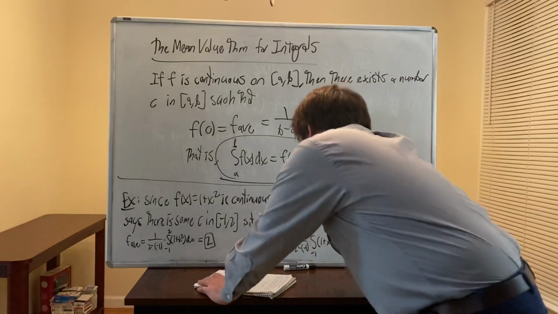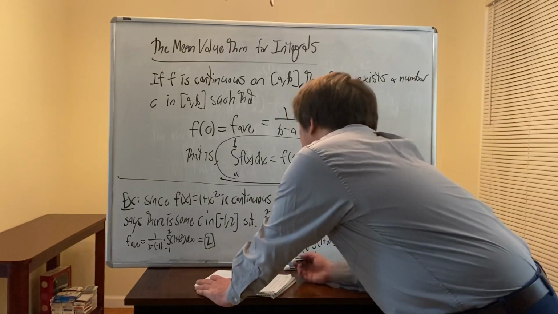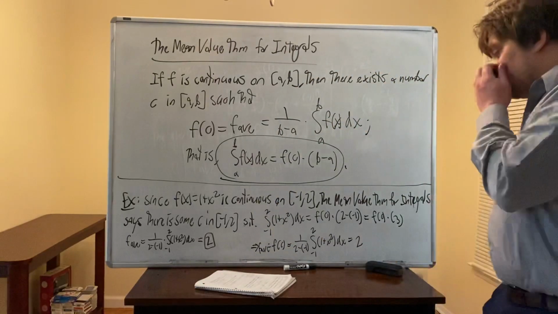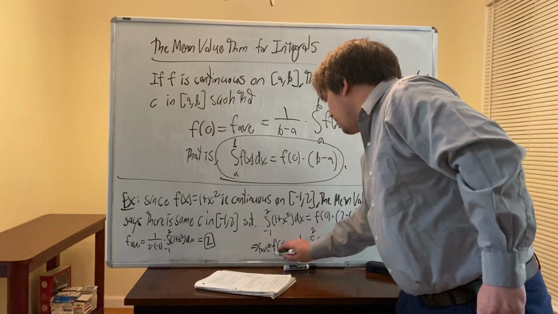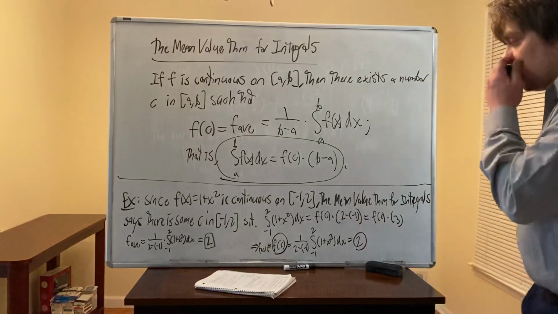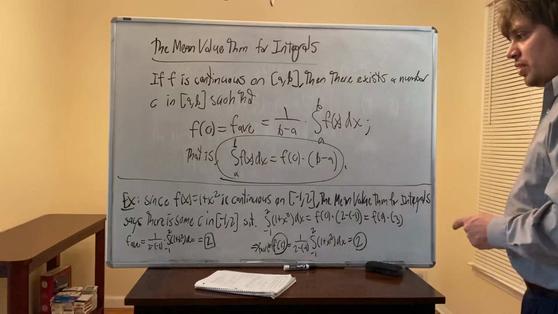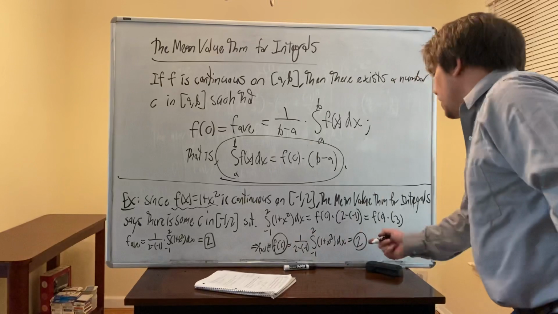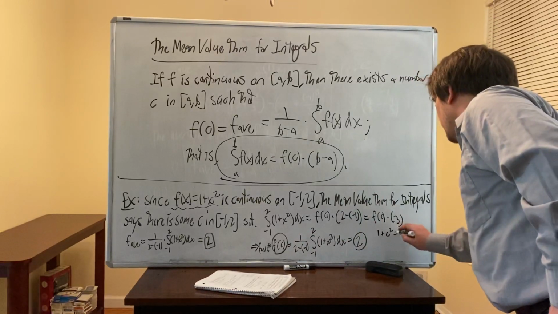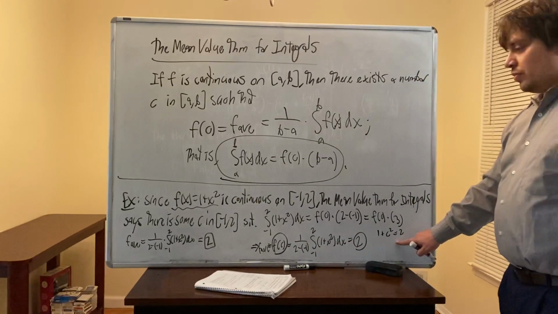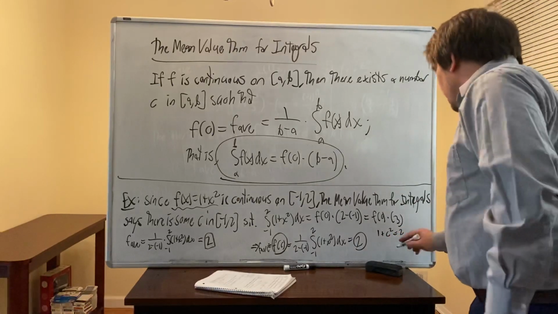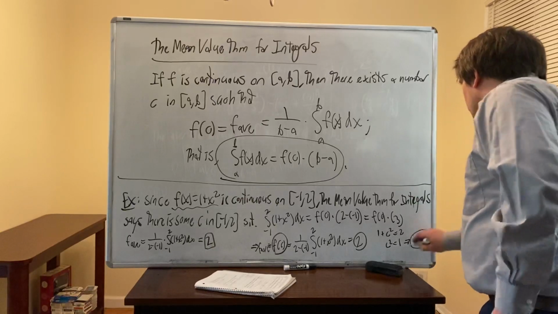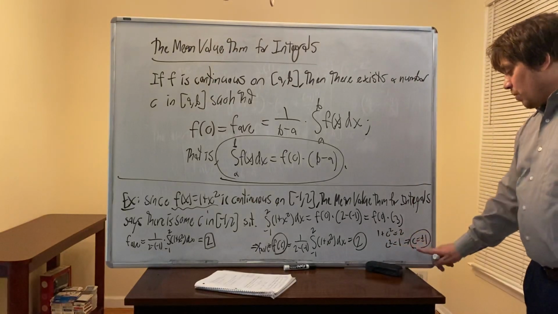Right from the same theorem, here we got the f average, and this is equal to 2. And so f of c is equal to 2. Well, f of x is 1 plus x squared, so 1 plus c squared is 2. That's f of c, and it equals 2. And so c squared is 1, which implies c is plus or minus 1.